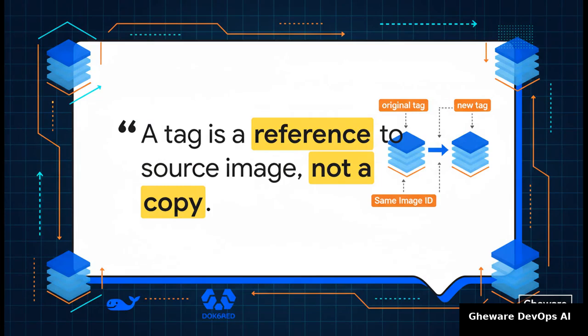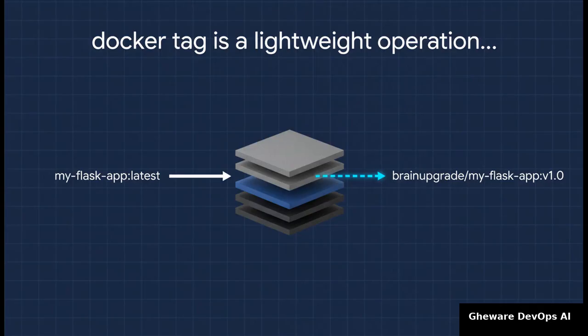Now check this out, because this is the cool part. After you run that command, if you type docker images to list your images, you're not going to see a brand new copy. What you'll see are both names, the old one and the new one, and they'll both be pointing to the exact same image ID. And that is the big aha moment right there.